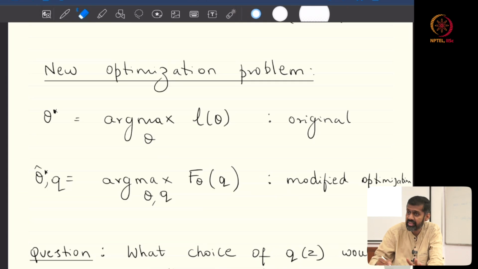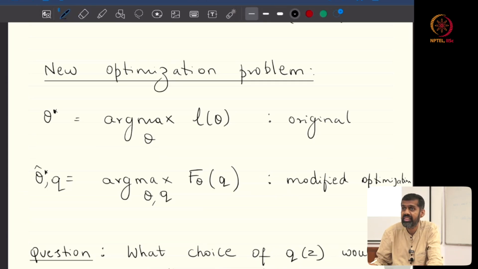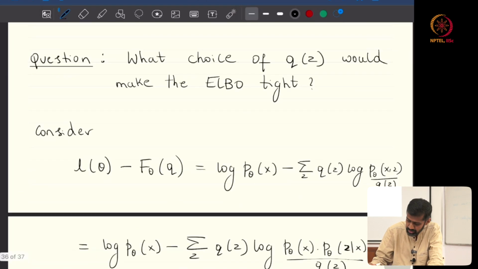Let us write, why is it correct? Is that the question? Why will it result in a solution? Because we are changing. We will see that. We will see that.